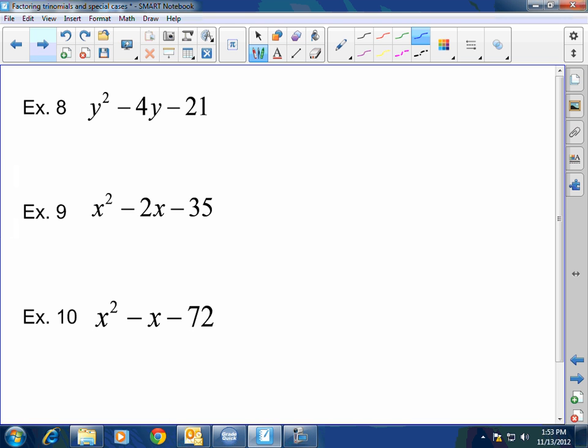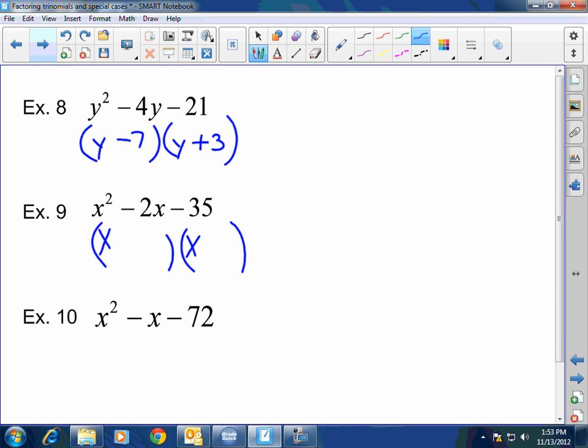Wow, we got that one quick. We got our setup, y, what times what is negative 21? When added together is negative 4. My boy already said it. Negative 7 and positive 3. Because negative 7 times 3 is negative 21. Negative 7 plus 3 is negative 4. Okay, how about this bad boy here, my brothers?